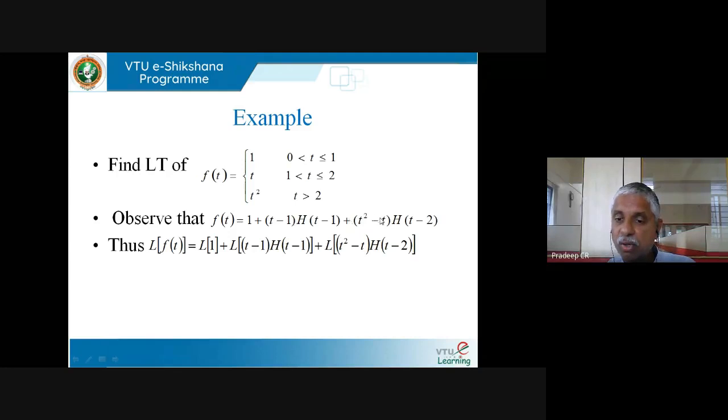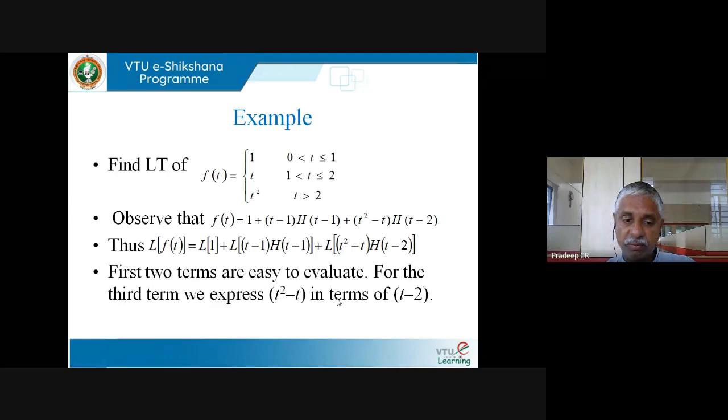This one is not. You see, if I write f(t) is equal to t square minus t, f(t) and h(t minus 2) have different arguments. I want the same argument. So what do I do? I write t square minus t in terms of t minus 2. How do I do that? I have done it here. You can see, this is what we want to do.